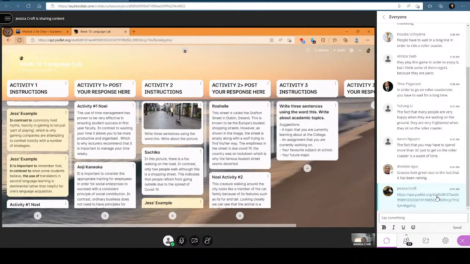I came up with. So in contrast to commonly held myths, toxicity in gaming is not just part of playing, which is why gaming companies are attempting to combat toxicity with a number of strategies. And another one, I tried using all three connectors at once. So it is important to remember that, in contrast to what some students believe, the use of translators in second language learning is detrimental rather than helpful for one's language acquisition.